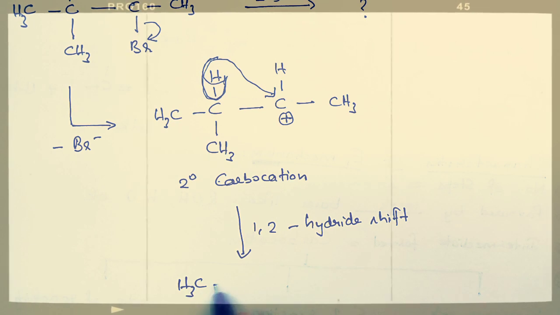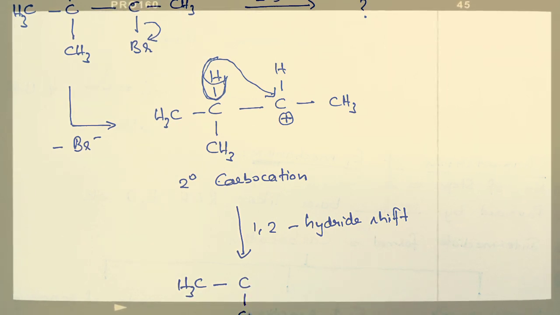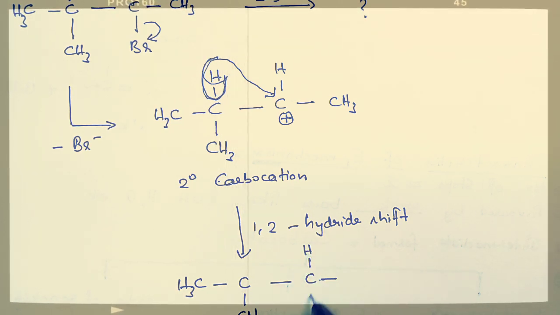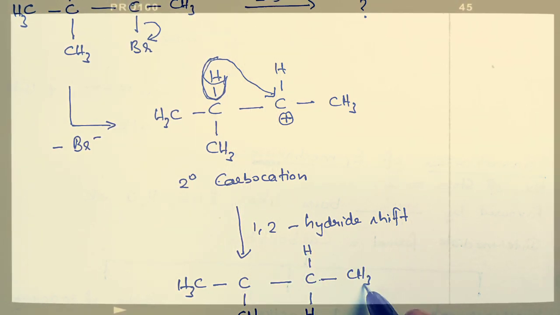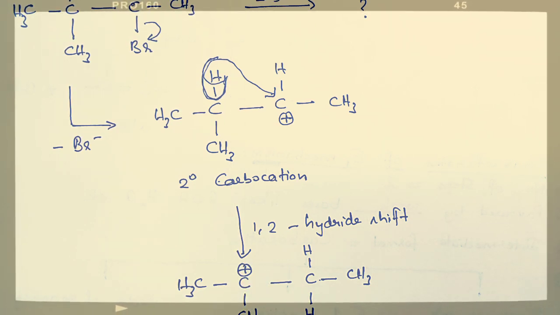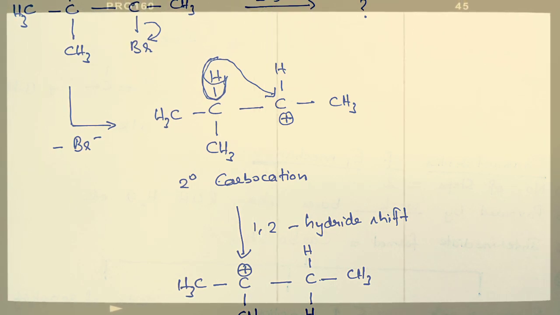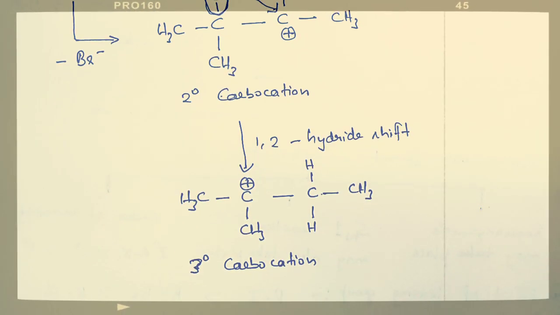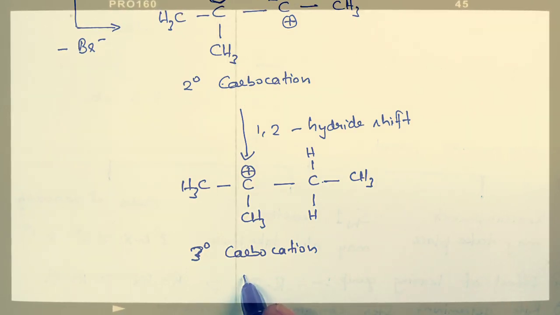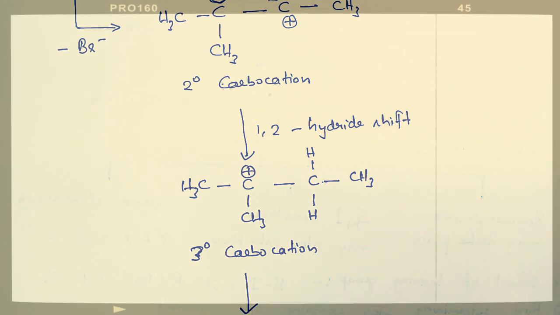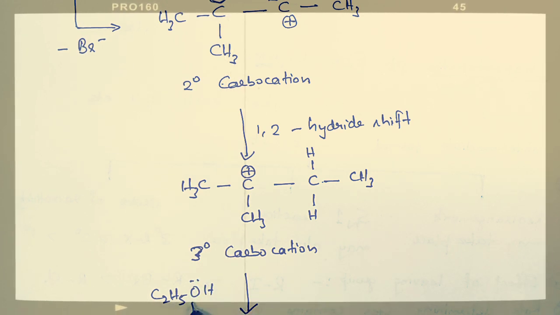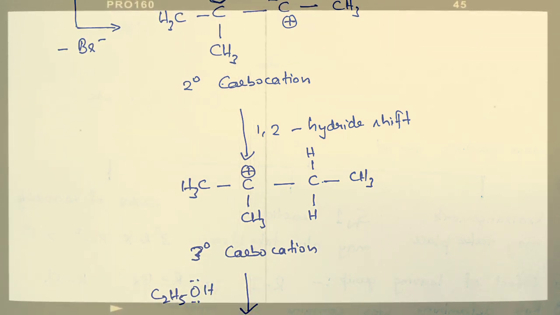And the resulting molecule is CH3, CH3, single bond, CH3, and here we are getting positive charge. This is a tertiary carbocation. Carefully observe here. By undergoing 1,2 hydride shift, tertiary carbocation is formed, which is more stable. Now this reacts with the base ethyl alcohol, which is a solvent.